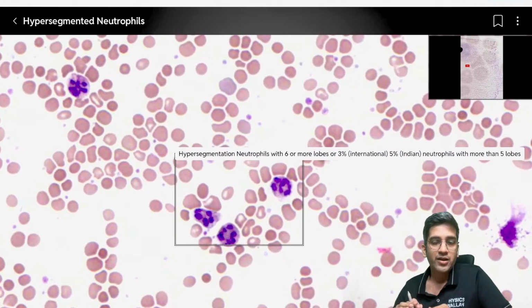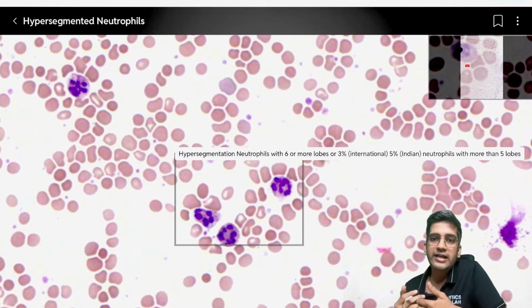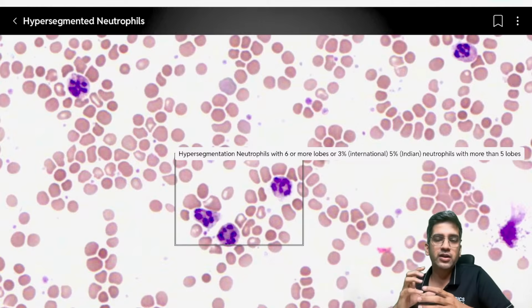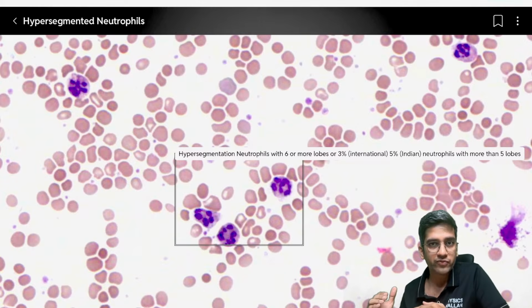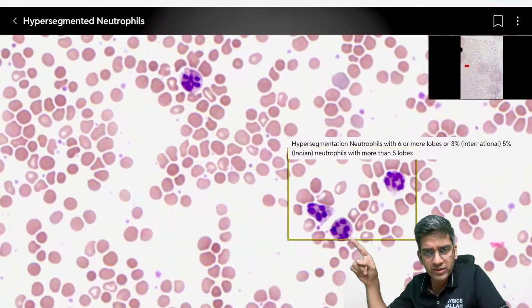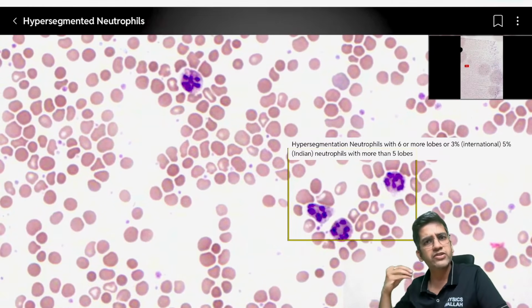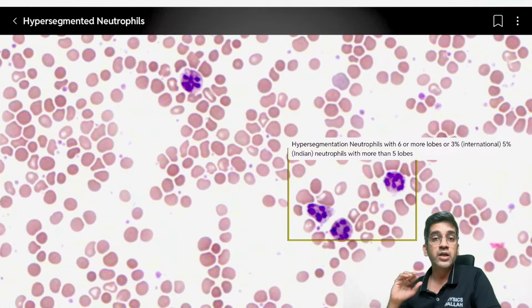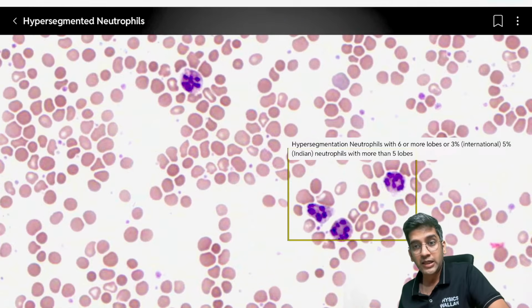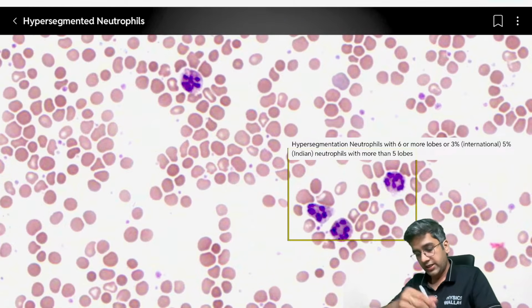That also is there. International criteria is slightly different. Indian criteria is slightly different. Books differ, right? 3 to 5%. If it's more than 5 lobes, and among 3 to 5% of neutrophils, I call it hypersegmented, or even a single neutrophil. Here this neutrophil has more than 6 lobes. That itself is enough for me to call it hypersegmented, right? More than 5 or 6 lobes is enough for us to call it a hypersegmented neutrophil, right? Great insight. Okay, perfect.